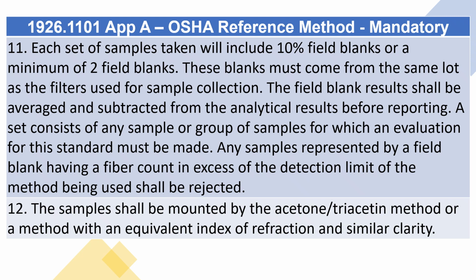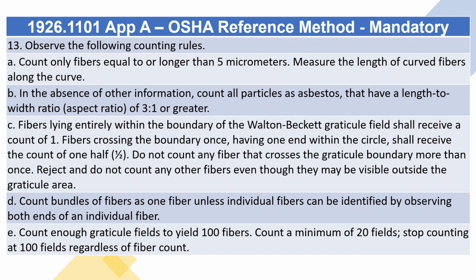12. The samples shall be mounted by the acetone/triacetin method or a method with an equivalent index of refraction and similar clarity. 13. Observe the following counting rules. A. Count only fibers equal to or longer than 5 micrometers. Measure the length of curved fibers along the curve. B. In the absence of other information, count all particles as asbestos that have a length-to-width ratio, aspect ratio, of 3 to 1 or greater.